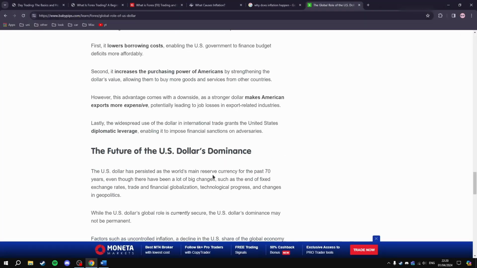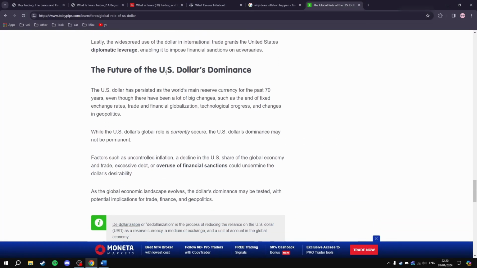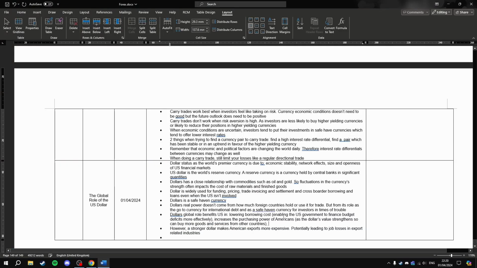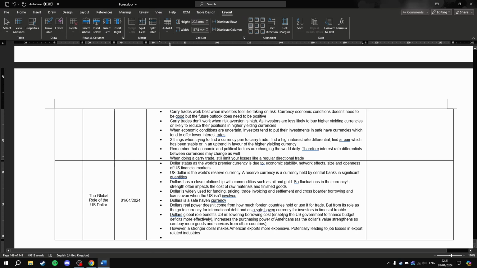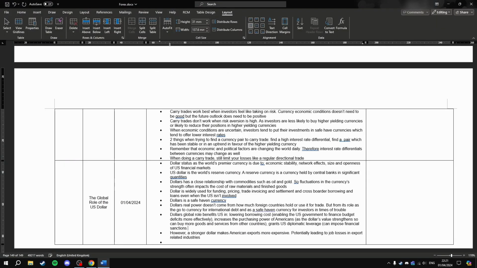Lastly, the widespread use of the dollar in international trade grants the United States diplomatic leverage, enabling it to impose financial sanctions on adversaries.